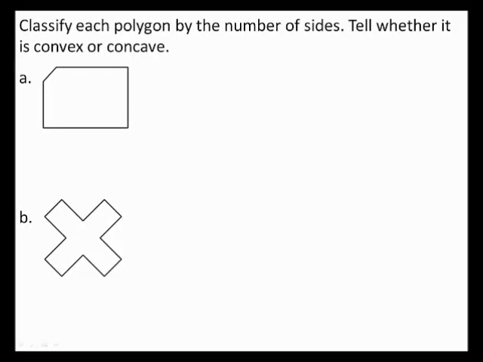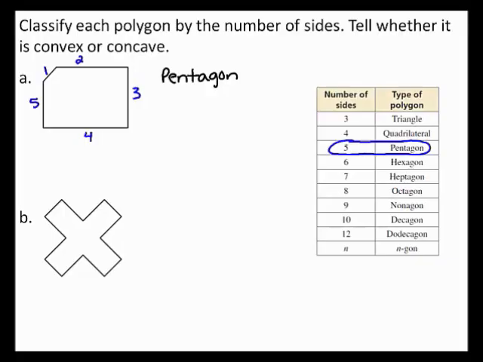Classify each polygon by the number of sides. Tell whether it is convex or concave. When you count the number of sides of the polygon in part A, you find that it has 5 sides. Therefore, this polygon is a pentagon.